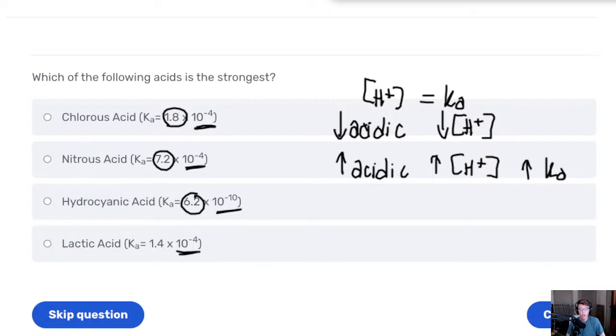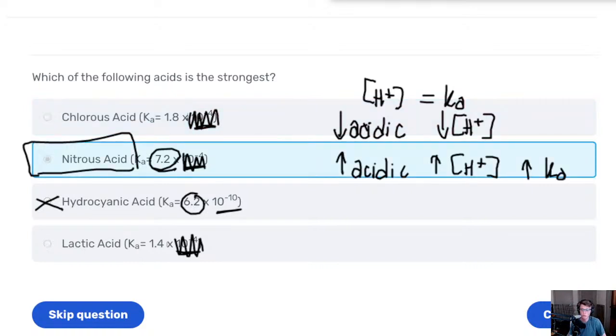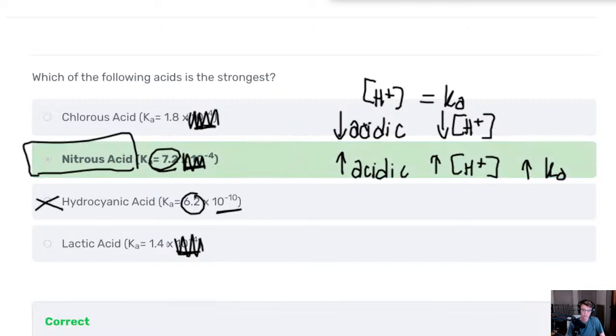First things first, I'm going to look for the largest Ka, the largest exponent. So we can get rid of the 10 to the negative 10, because that's really, really small in terms of factors of 10. Everything else is 10 to the negative 4, which essentially means that this is now irrelevant when we are considering everything else. We can just look at the numbers out front, and here this comparison is pretty easy to make. 7.2 is the highest, so nitrous acid must have the highest Ka value. Since it has the highest Ka value, it must be the most acidic. And again, we're treating it just like we would have if it was an H plus concentration.